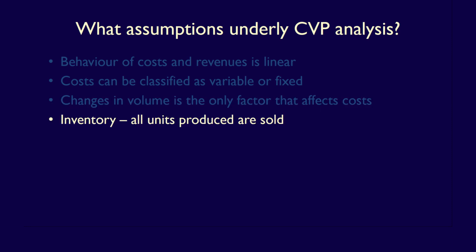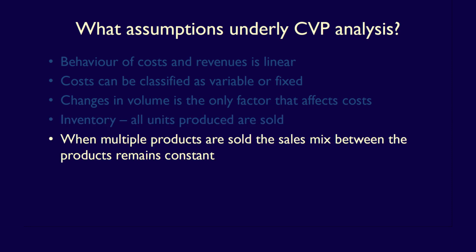Inventory levels remain constant and all units produced are sold. We know that companies generally retain some level of finished goods inventory to ensure appropriate stock is available for customer orders. However, for the purpose of CVP analysis, we assume 100% of the units being produced are also sold. When more than one type of product is sold, the sales mix remains constant. Remember the 70-30 split between the lawnmowers and replacement blades? That mix is assumed to be constant over time.